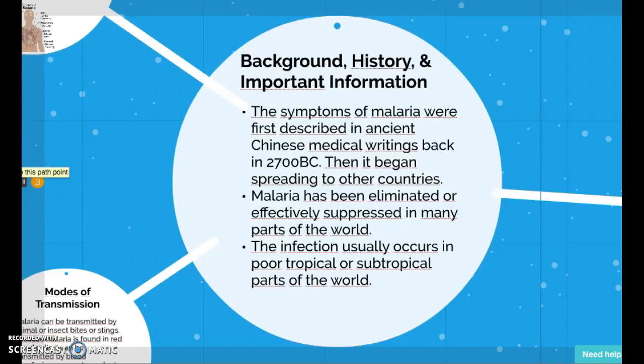Alright, the symptoms of malaria were first described in ancient Chinese medical writings back in 2700 BC, which is almost 5,000 years ago. Then it began spreading to other countries. Malaria has been eliminated or effectively suppressed in many parts of the world, and the infection usually occurs in poor tropical or subtropical parts of the world.